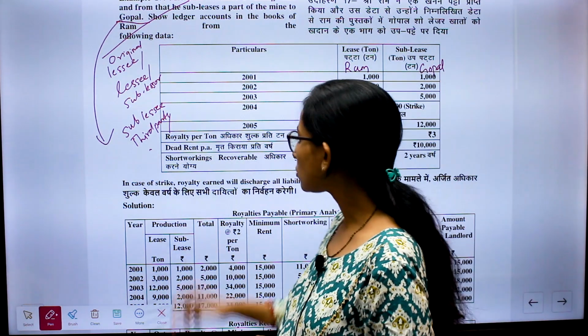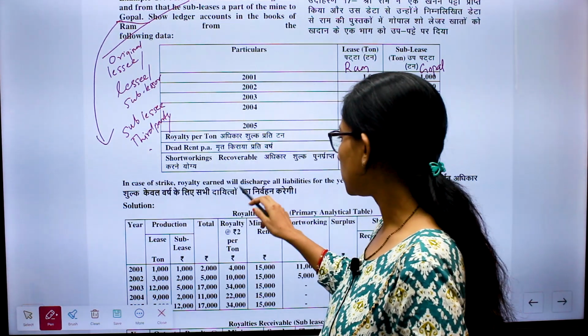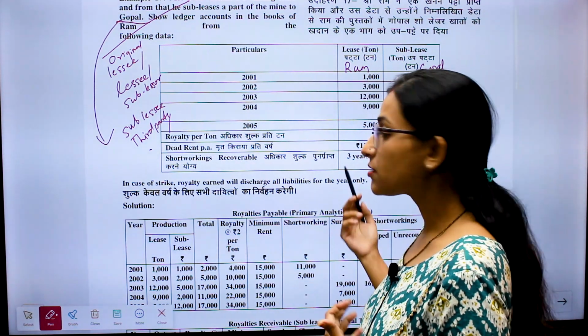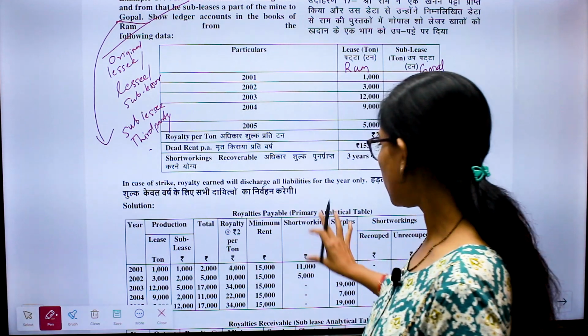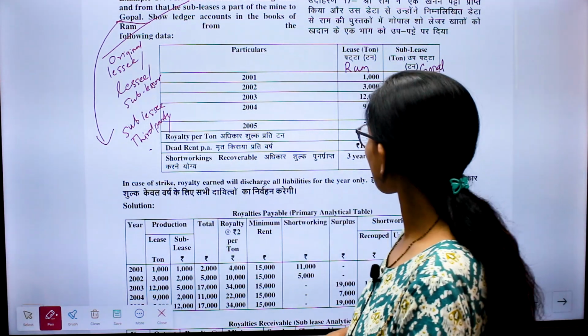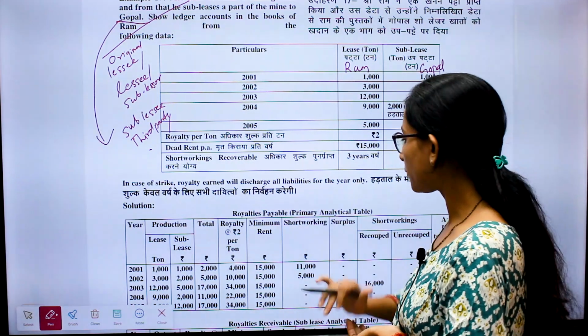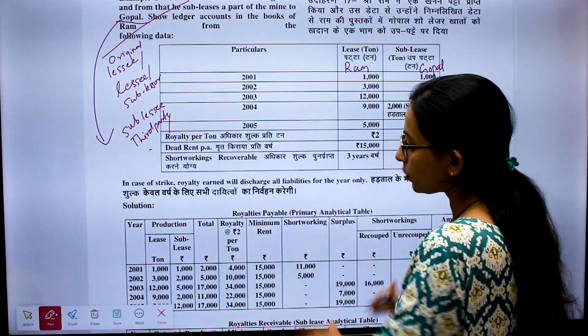And we have also been told that in case of a strike, royalty earned will discharge all liability for the year only. What does this mean? I'll explain this when we prepare the primary analytical table. So first we are going to prepare the primary analytical table. It will look like this.